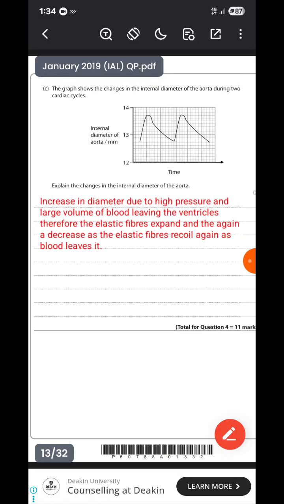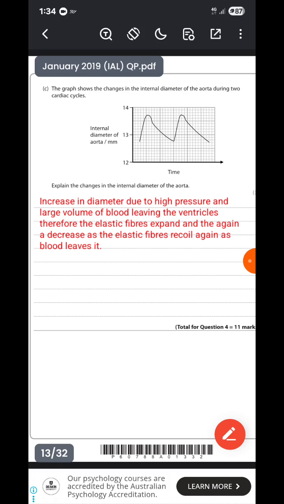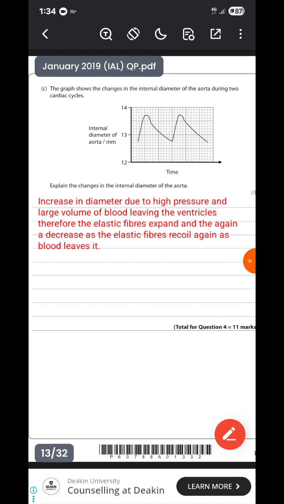So increase in diameter due to high pressure and large volume of blood leaving the ventricles. Therefore, the elastic fibers expand and then again a decrease as the elastic fibers recoil as the blood leaves it. So due to the high pressure and the large volume of blood flowing through the aorta, the elastic fibers expand and allow the blood to go and they withstand the pressure.